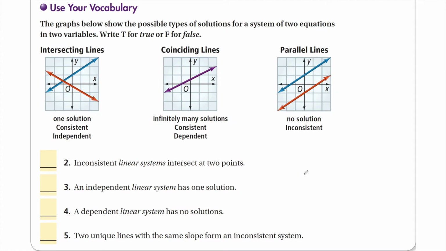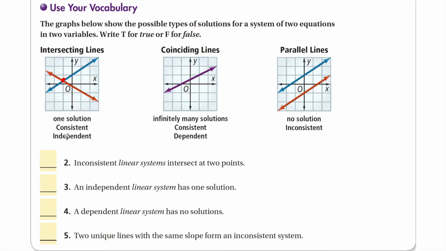So let's use the vocabulary. The graphs below show the possible types of solutions for a system of two equations in two variables. Write T for true or F for false. Well, we can notice that if it's a one solution problem, meaning it intersects one time, or the intersecting lines, all right, we have something that is going to be considered consistent because it does in fact have some sort of answer that is accurate. It's where they cross. This point is going to be the solution. That is the proper x and y point, all right?